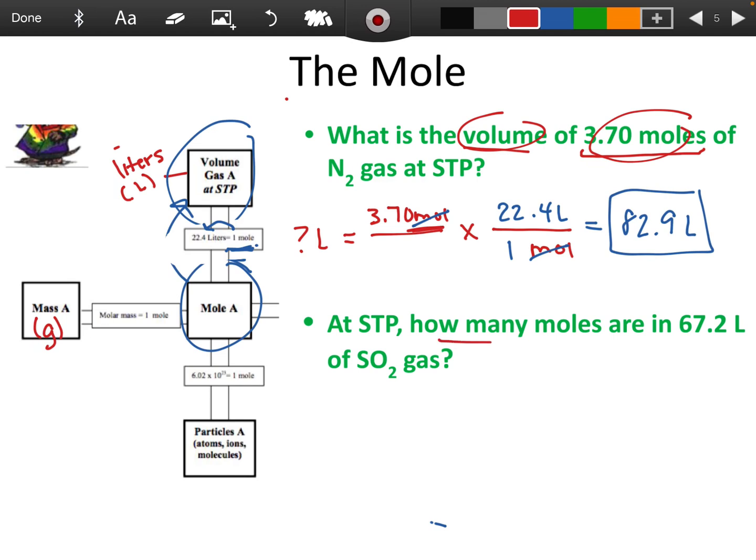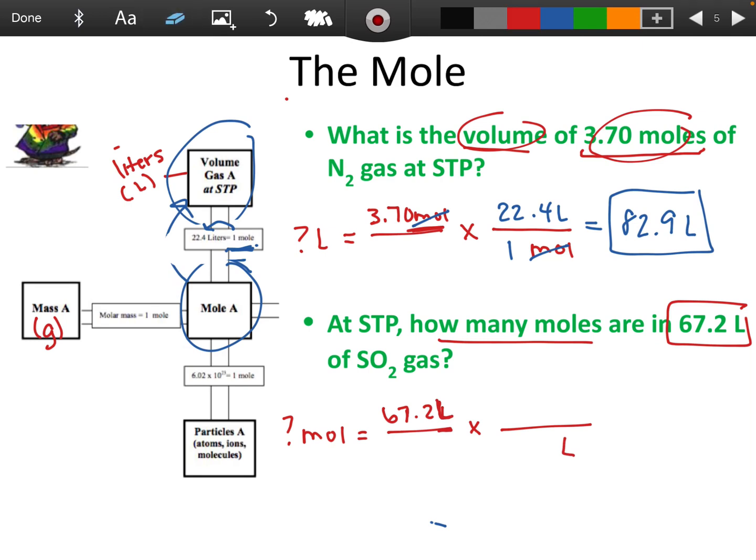All right, the next question is asking how many moles, and then we are given 67.2 liters. So I'm going to start with the number given in the problem. Make sure you label everything. Set up your chart. Whatever unit you start with gets transferred to the bottom of the next step. And then you go back to your mole map.